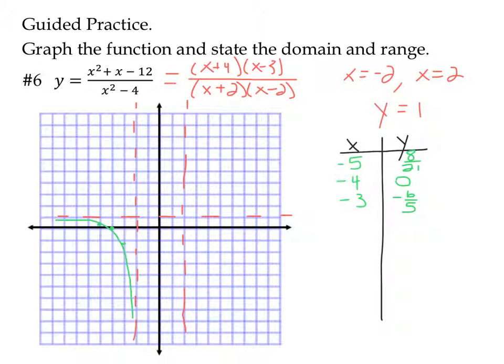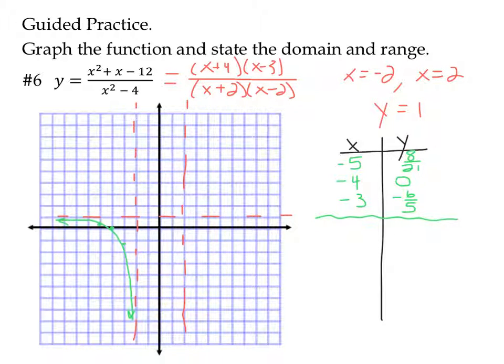Again, approaching the asymptotes, but not reaching it. Don't cross the dashed lines. Do not cross the dashed lines. Okay? Then we're going to find some points here in the middle. So we need to plug in some points between the asymptotes. So -1, 0, and 1 will be nice numbers to plug in there.